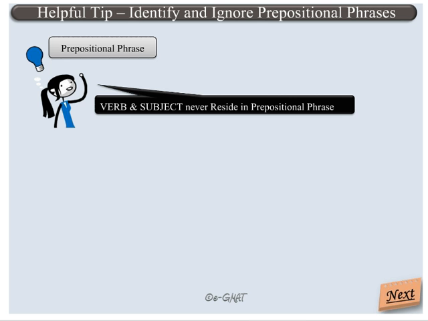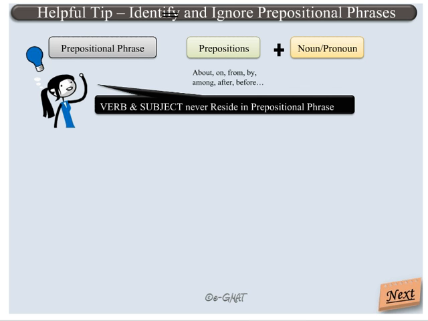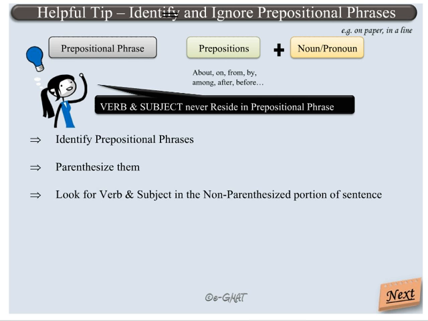It consists of a preposition such as about, on, from, by, etc., followed by a noun or a pronoun. For example, on paper, in a line. So for a long sentence, we will first identify prepositional phrases, then we will parenthesize them. Finally, we will search for the subject-verb pair in the non-parenthesized portion of the sentence, since we know that a subject and verb do not reside in the prepositional phrases.